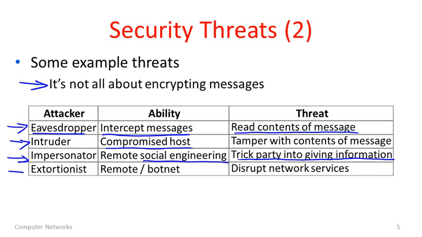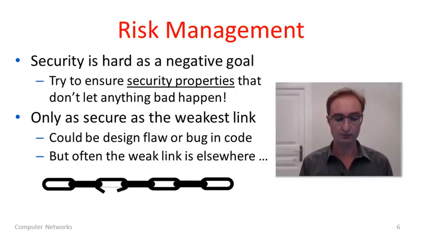And here's yet another threat, just to provide something that's really very different than encrypting messages. The threat here is one of availability. The threat is about disrupting the network services. Who might do that? Well, an extortionist. Someone who had a botnet or many remote machines which could somehow jam up the network by sending a lot of traffic, for instance. This is also a kind of security. It's a very different threat than encrypting messages for secrecy.